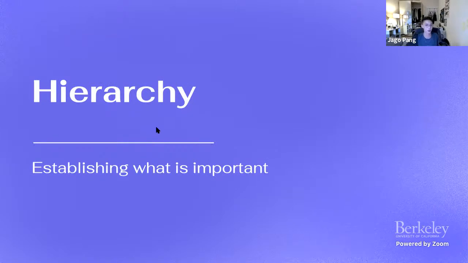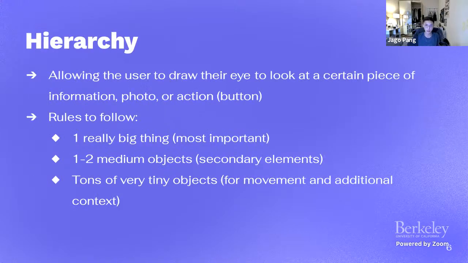So establishing what's important. Hierarchy allows the users to draw attention to a certain piece or aspect of a composition. For example, that may be a button on a web page, a big photo on a screen, or a headline. So some general rules to follow are often just one really big thing that you want your users to draw attention to, two medium-sized objects that are less important but also still essential to determining the hierarchy, and lots of tiny objects.